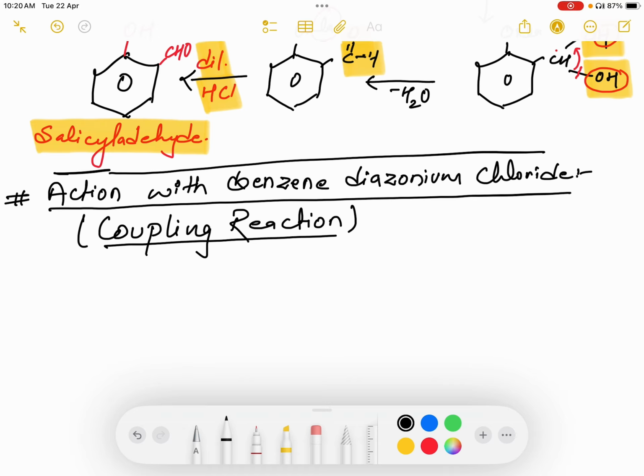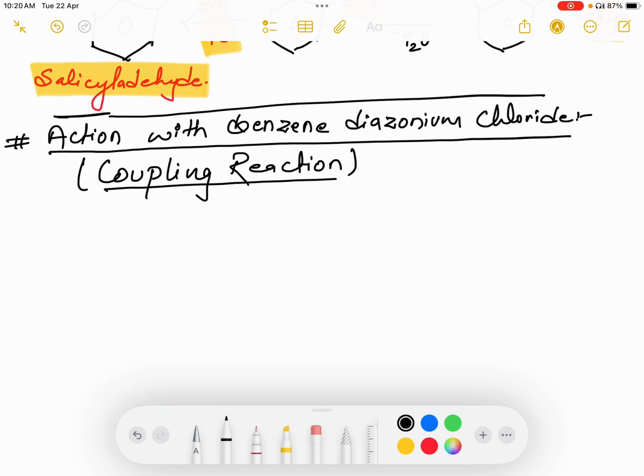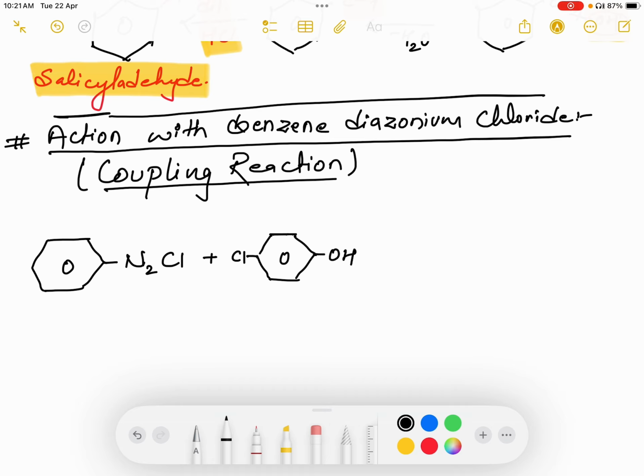So what you need to know in this one is when phenol is being treated with benzene diazonium chloride. So what is benzene diazonium chloride? You'll have a benzene molecule and there is a diazo group N2 and there is Cl, which is further treated with a phenolic group. So what is phenol? There will be OH, and here there will be H. Now what will happen is this is further being treated in basic medium at a temperature range of 0 to 5 degrees C.